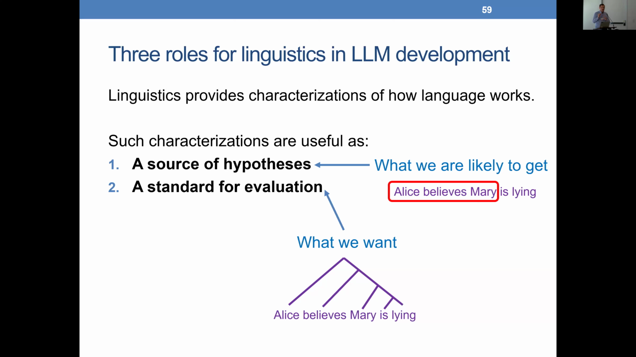And I think it can be very powerful to have both of these things put together. So both the characterization of what we want and also hypotheses about what we're likely to get, because then when we have both of these, we're able to judge how far what we're getting is from what we want.